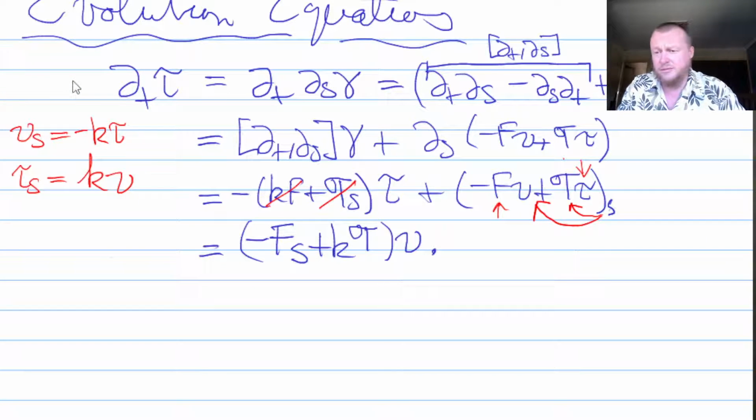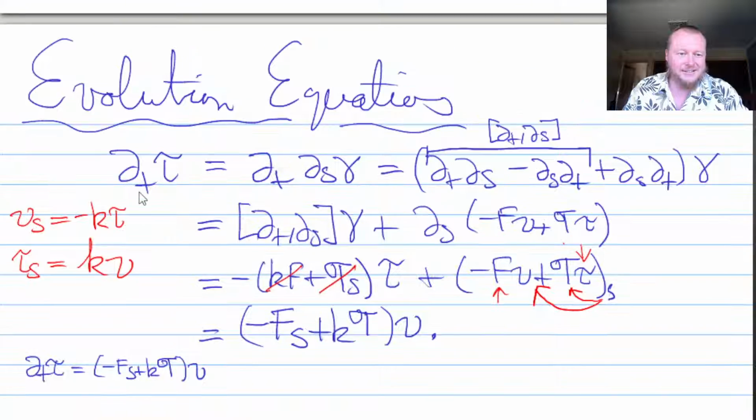Big deal. So what? We want the curvature. How are we going to get the curvature? Well, I'm just writing this down again. Now, where did I start writing?